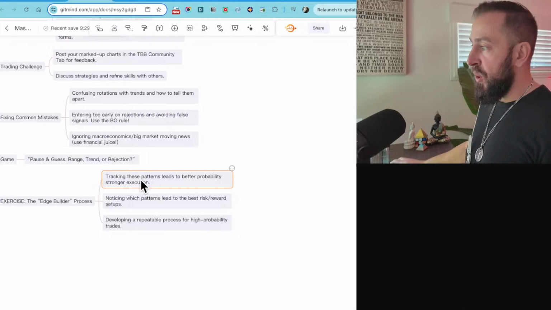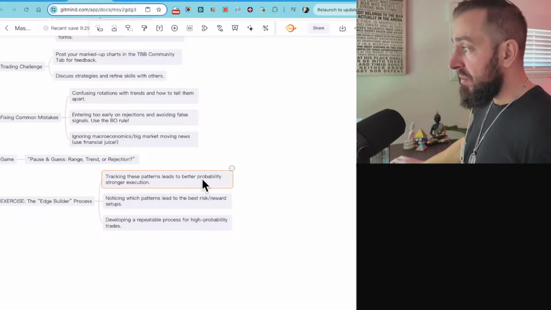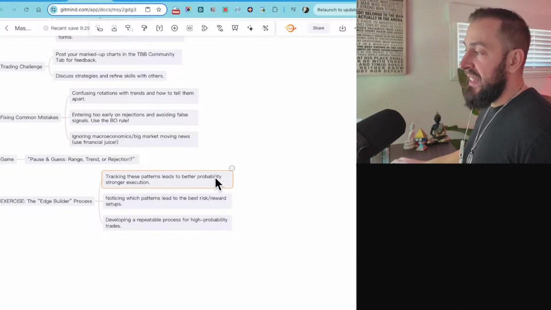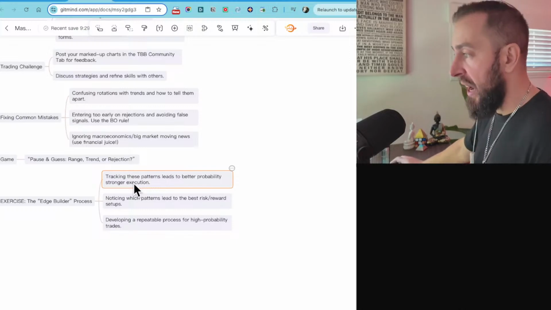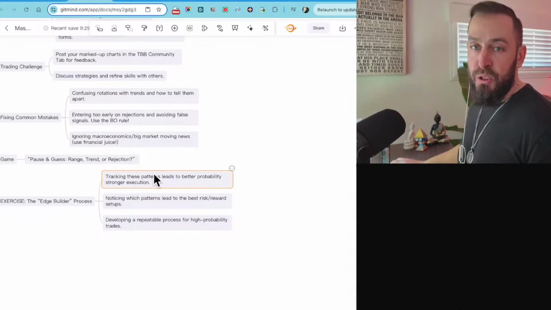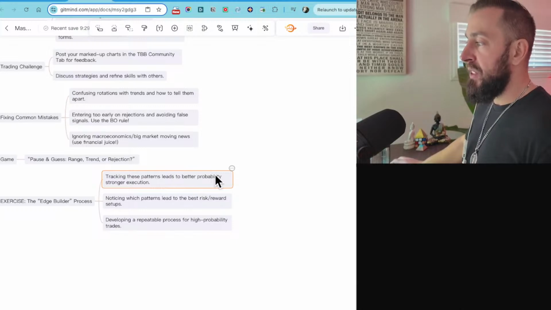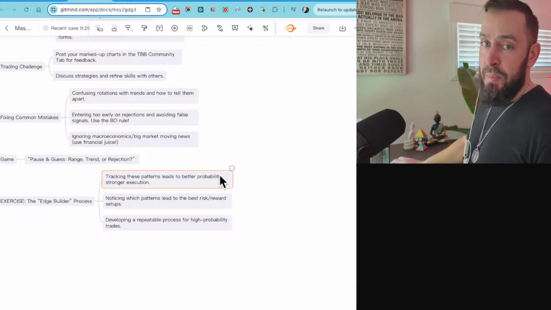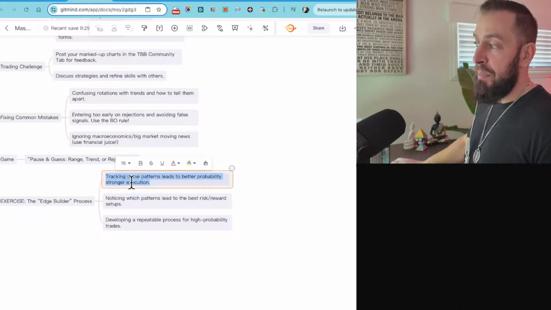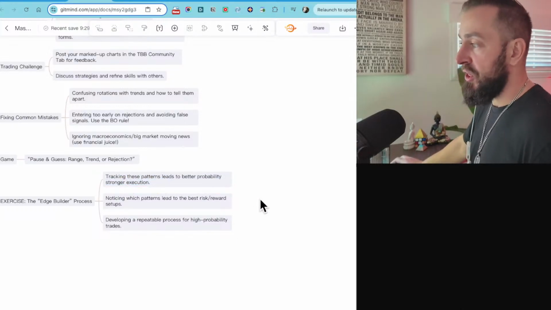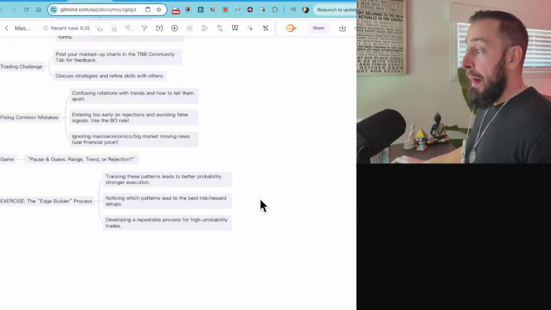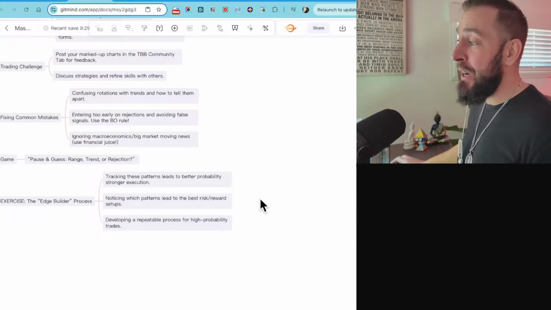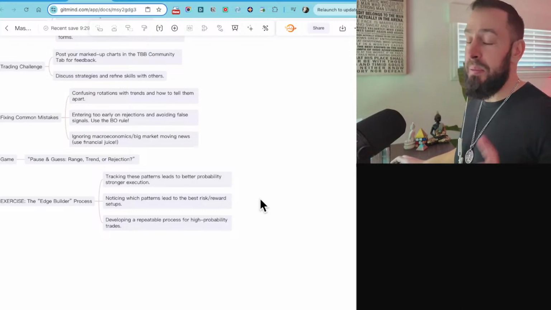Number 1, you're going to track these patterns and you're going to see that they lead to better probability and stronger execution. So notice when you trade these patterns, what happens to the probability, which would be the accuracy of the pattern, and what happens with your execution, right? What you'll start to see is that it starts to improve your confidence, because these are reliable patterns as long as you apply them well.